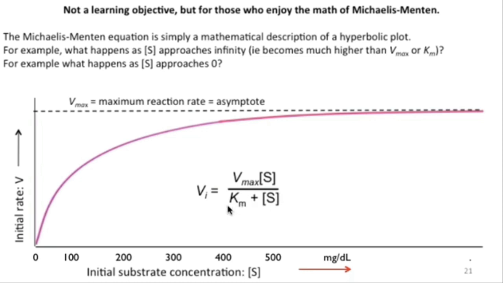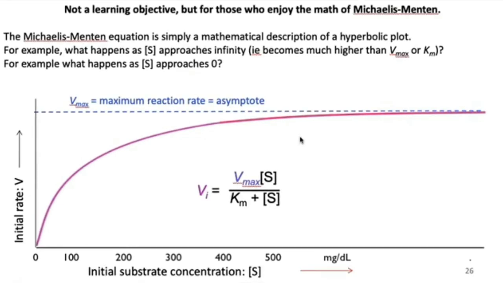These are both important terms. But what if substrate goes to 100 or 1,000 or 1,000,000? The bigger substrate gets, the less important Km becomes, and as substrate approaches infinity, Km disappears. It becomes so insignificant it approximates zero.